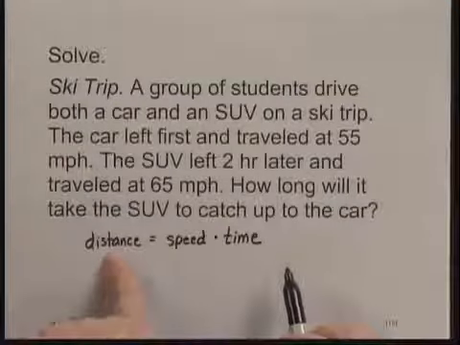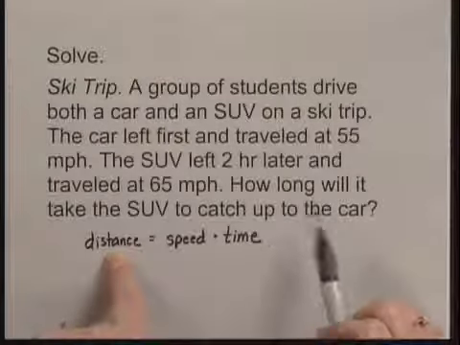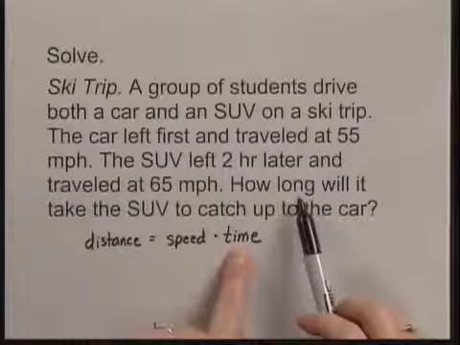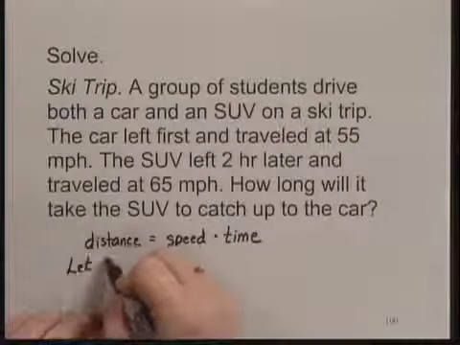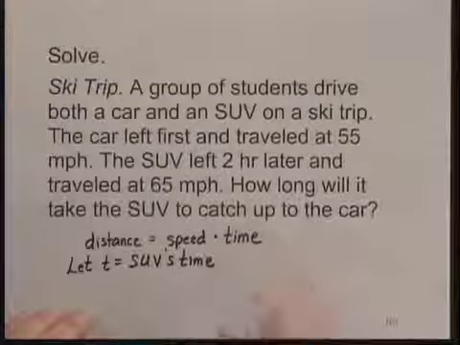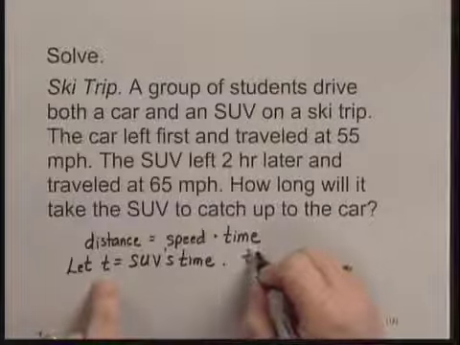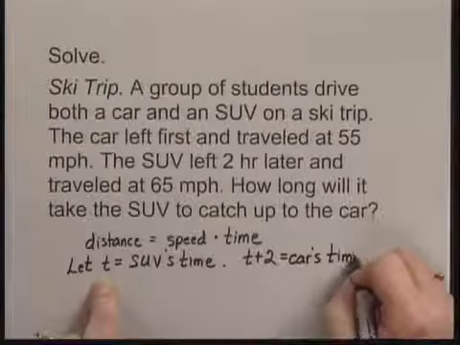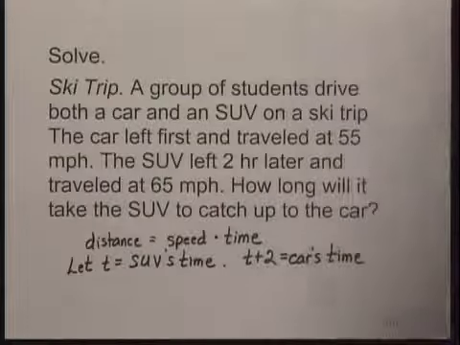The distances will be the same because at a certain amount of time the SUV is going to catch up to the car, which means they will have traveled the same distance. The times we don't know, and that's what we're asked to find, how long it will take the SUV to catch up to the car. So let's let t equal the SUV's time of travel. Now, if the SUV travels t hours, then t plus 2 is the car's time of travel. And that's our first step, familiarizing ourselves with the situation.